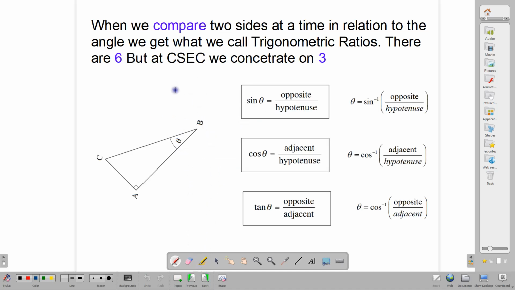Now, when we compare two sides at a time in relation to an angle that is marked, we get what we call trigonometrical ratios. There are 6 ratios. Let me point that out early. But for CSEC purposes especially, only 3 of them are concentrated on. So there are 6, but we only concentrate on 3 at the CSEC level. So when we combine two sides at a time, so we compare them, a ratio is essentially a comparison. So when we compare two sides at a time, and in relation to the angle that is marked, we get these 3 ratios. So we call this one sine.